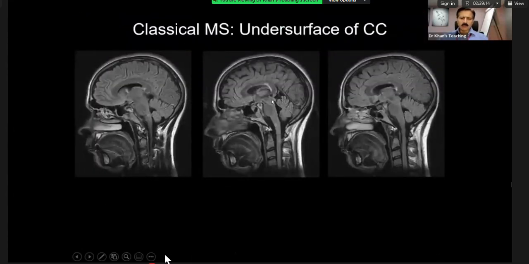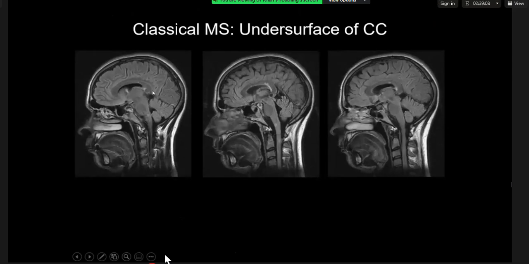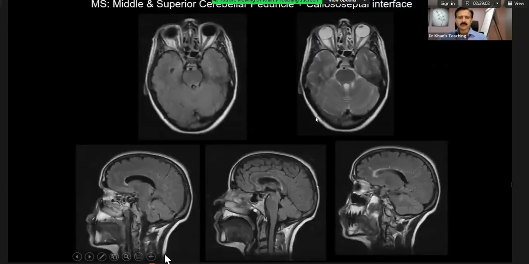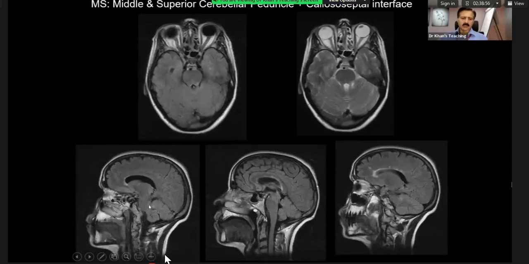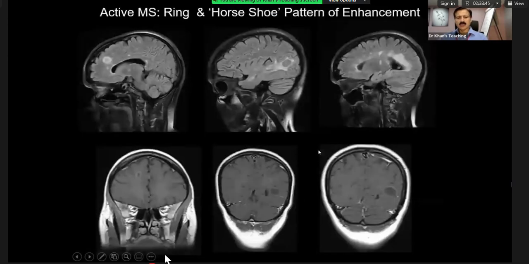So just a recap of the features. This is another case and just surface of corpus callosum. So even if there is not undersurface and involvement of the corpus callosum itself, just call it. Then superior cerebral peduncle. So here you are. This is the superior cerebral peduncle. Here you are. Here you are. Of course, this is the callososeptal interface.